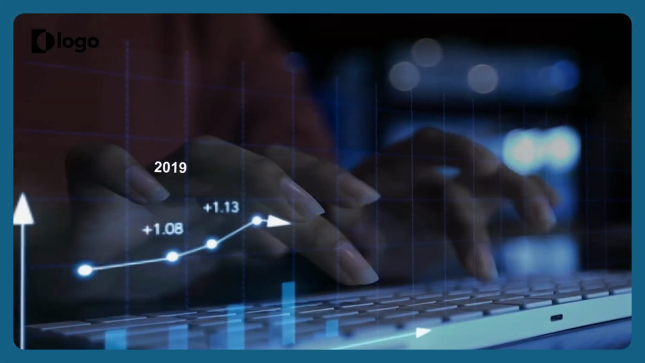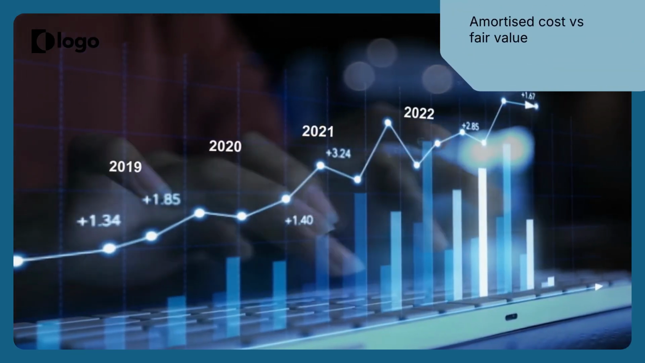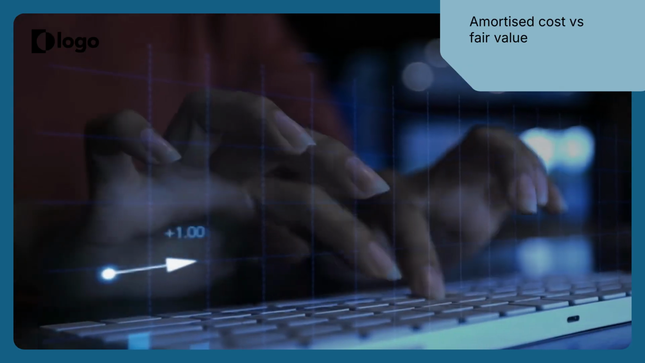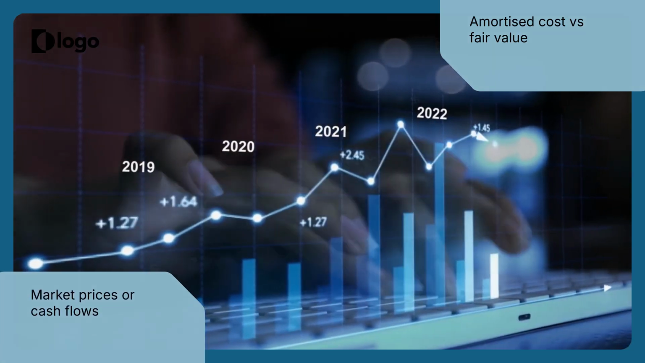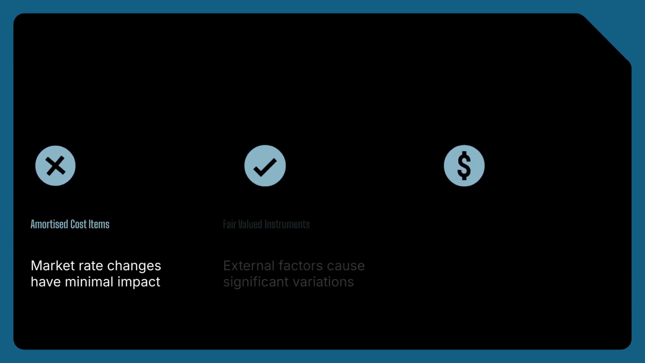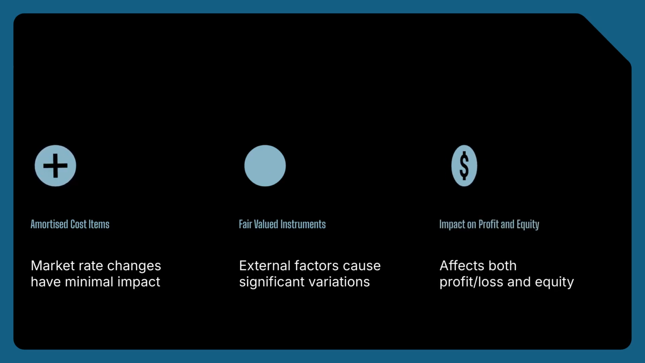There are two primary methods for valuing banking book items: amortized cost and fair value. Amortized cost is based on initial cost minus depreciation, while fair value relies on market prices or discounted cash flows. For items held at amortized cost, market interest rate changes don't significantly impact profit recognition. However, fair valued instruments can vary significantly due to external factors, affecting both profit and loss and equity.